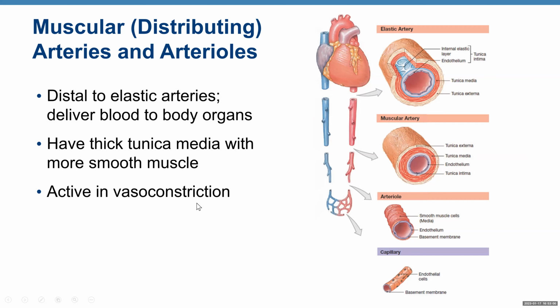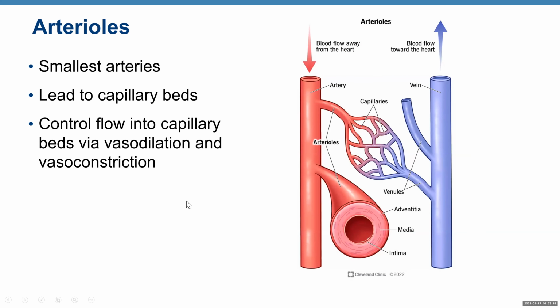Now, muscular distributing arteries and arterioles are distal to elastic arteries, deliver blood to body organs, have a thick tunica media with more smooth muscle, and are active in vasoconstriction. Arterioles, the smallest arteries, lead to capillary beds and control flow into capillary beds via vasodilation and vasoconstriction. So here our arteries become smaller, called arterioles, and then arterioles become capillaries.